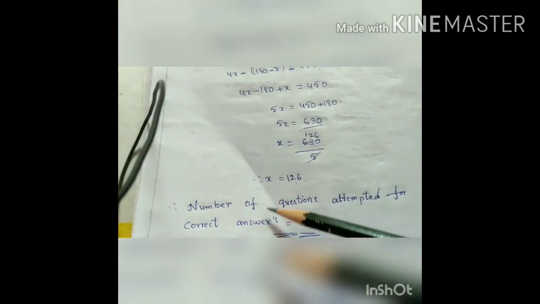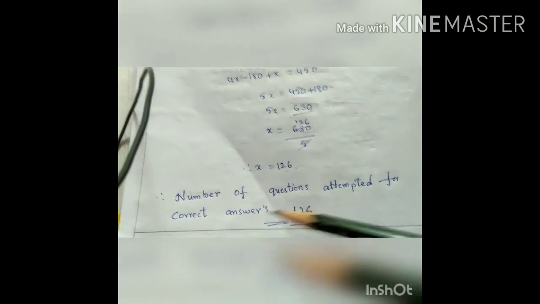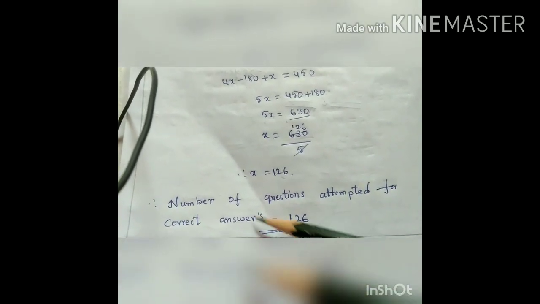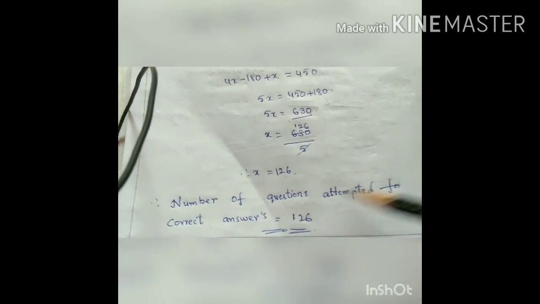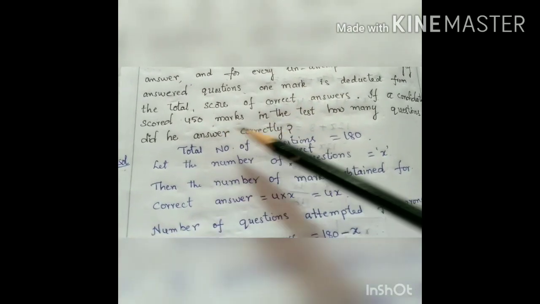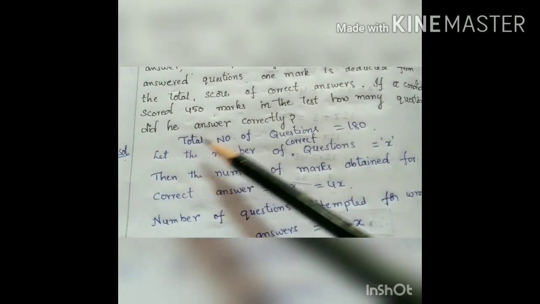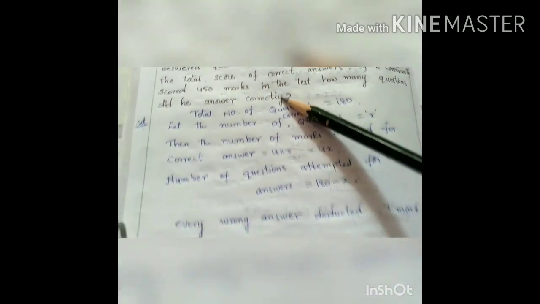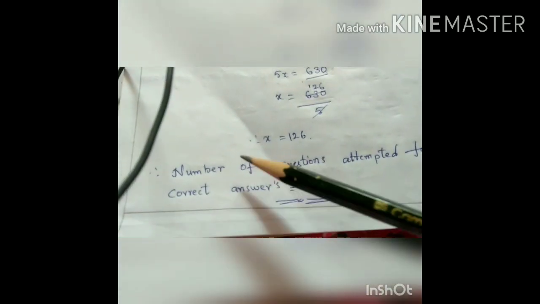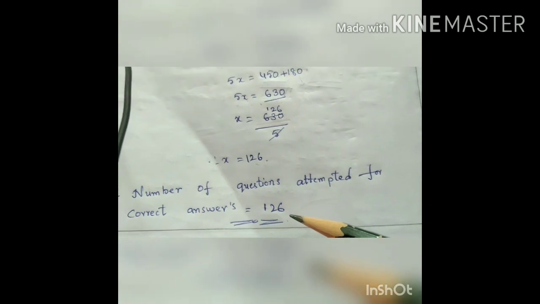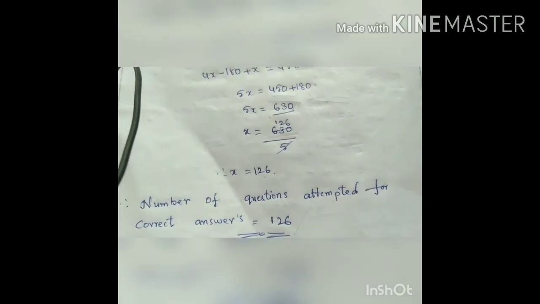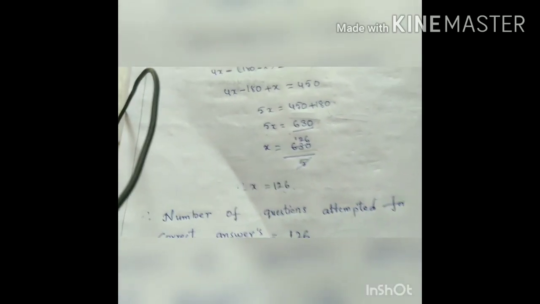What is x here? The number of questions attempted correctly. Then what is being asked here? In the test, how many questions did he answer correctly? So the number of questions answered correctly equals 126. This is the 13th problem solution.